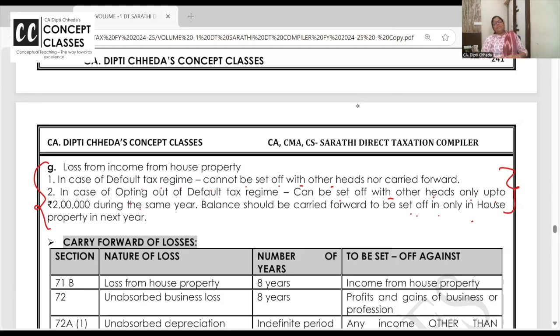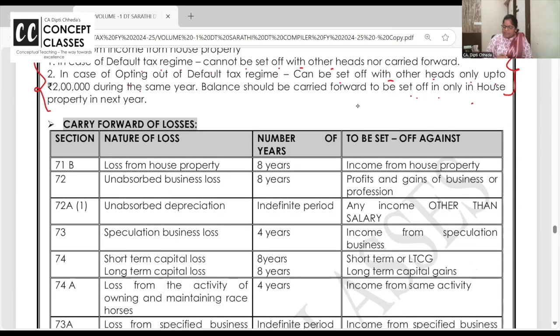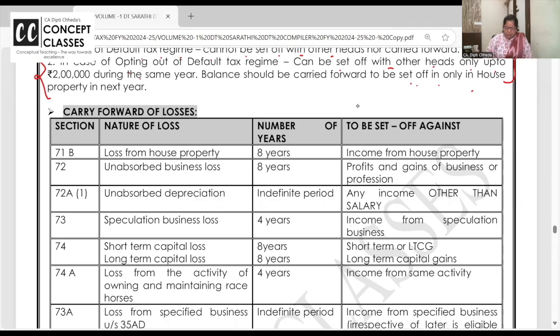Is this clear? Default tax regime, house property loss, neither can be set off nor carried forward with other heads. In case of opting out of the default tax regime, you can set off house property loss with other heads up to 2 lakh. Beyond that, it will be carried forward. Okay? Right. Now we will do the carry forward of the losses.